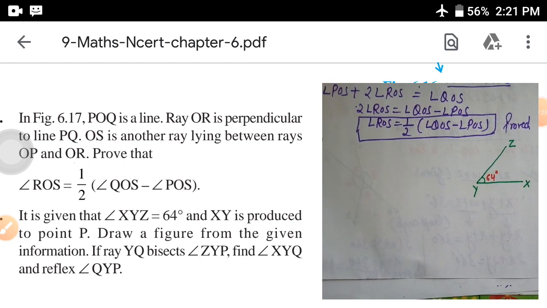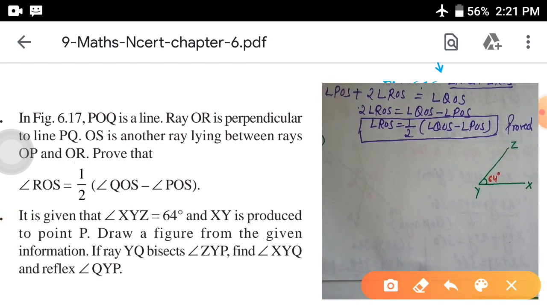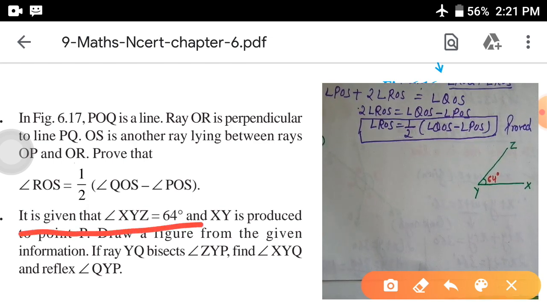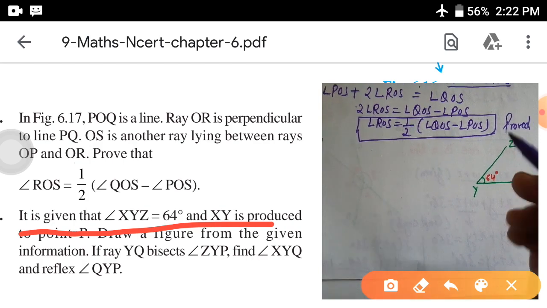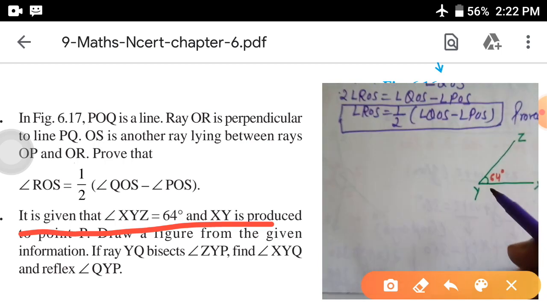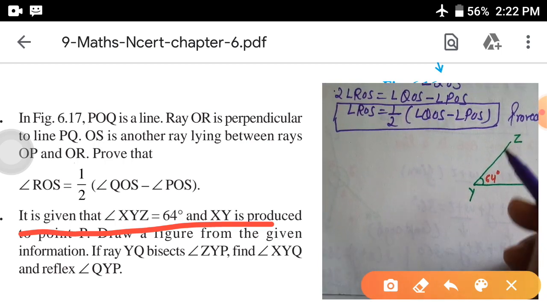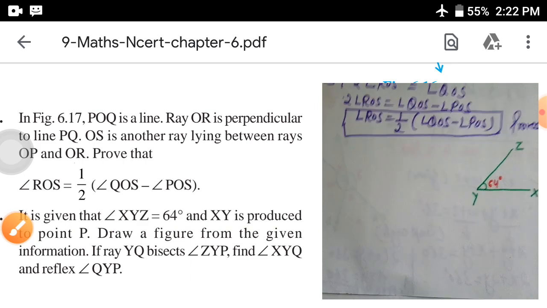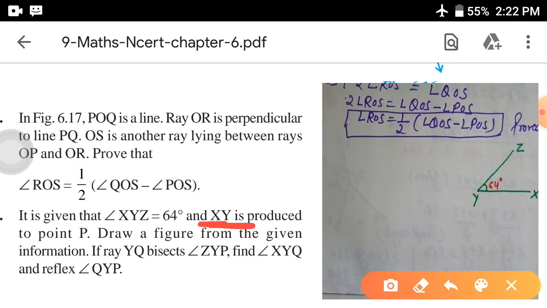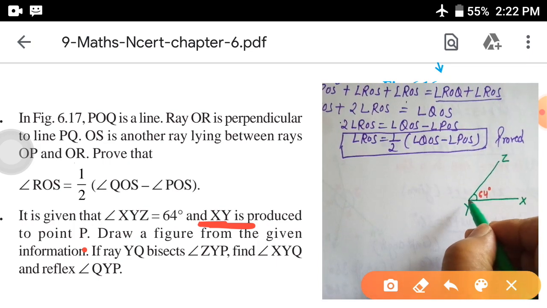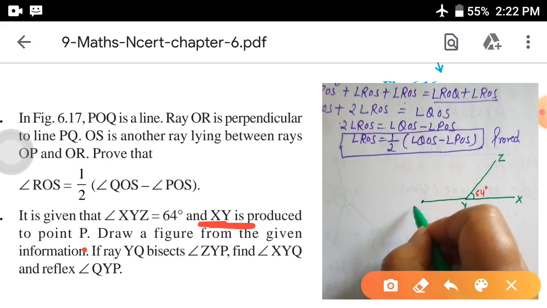In this question, according to the question, step by step I am making the figure also. You can see that it is given that angle XYZ is 64. So here XYZ is 64. I have made the 64 not with the help of a protractor, just make it yourself as an acute angle. Now see the further part of the question: produce the line XY up to P. So yes, I will produce the XY line. This is the XY line. I will produce it till point P.